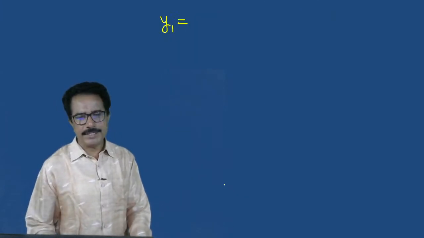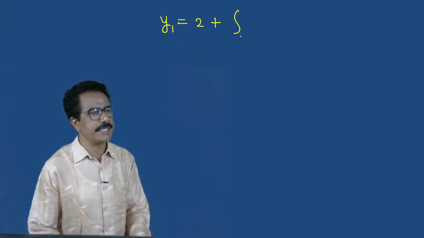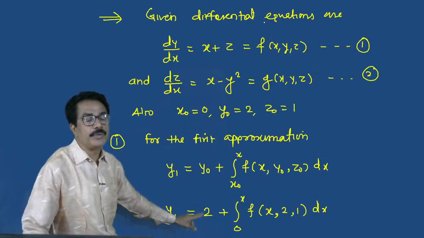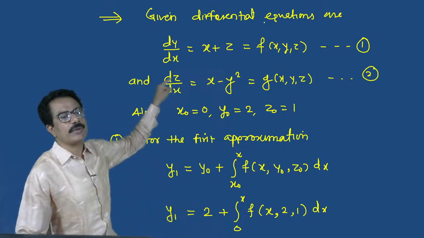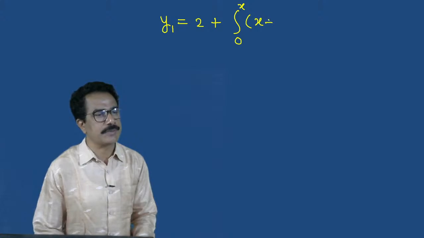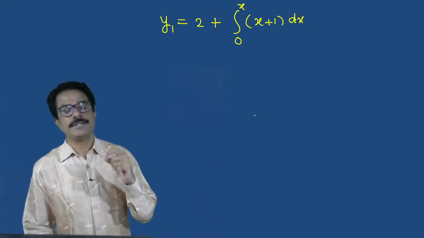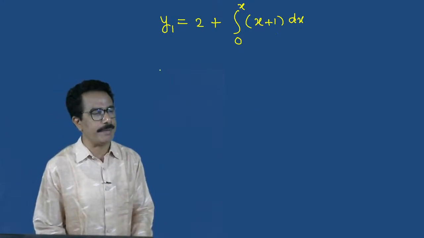Okay, y1 equals 2 plus the integral from 0 to x. Now in f, in place of f put x is x, y is 2, z is 1. f of x comma y comma z is x plus z, z is 1. So we can write x plus 1 dx. Now tell me the integration: what is the integration of x and what is the integration of 1 with respect to x?